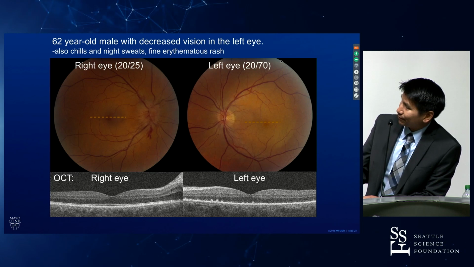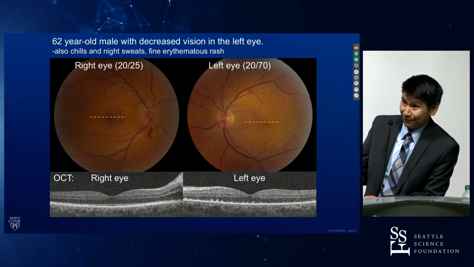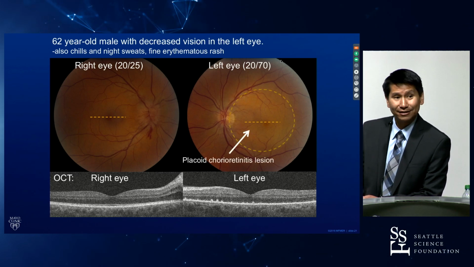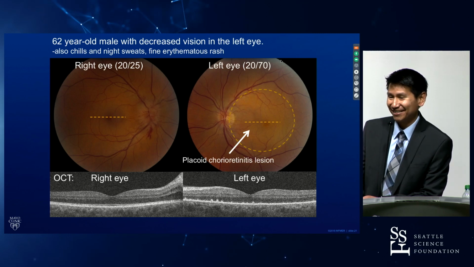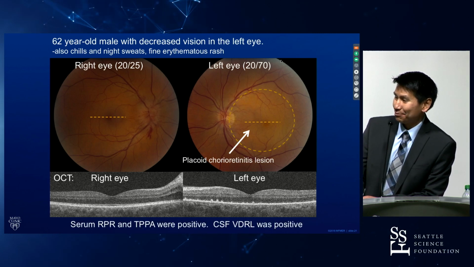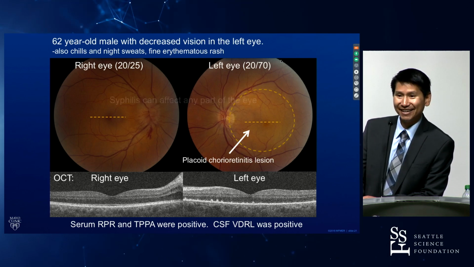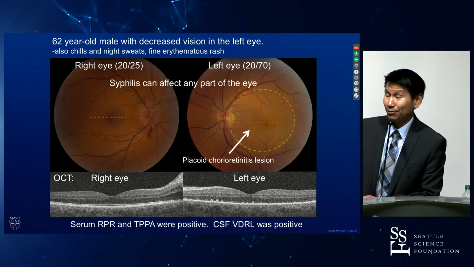And if you look at the fundus photo, you can actually see this kind of yellowish hue there in the macula, and that's a placoid chorioretinal lesion, and that's actually pathognomonic for a certain infection. Any takers on the infection that could be causing this? This is syphilis, exactly. So this patient was positive for RPR, TPPA, and VDRL, and this was syphilis. And syphilis can affect any part of the eye, any part of the brain.